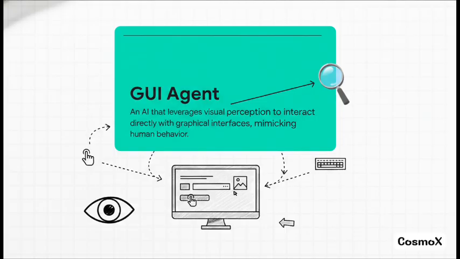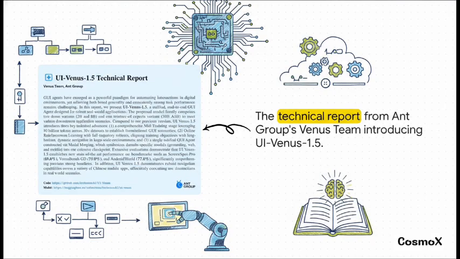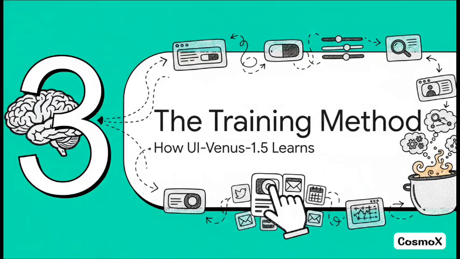In the world of AI, they call this grounding. Basically, its understanding is grounded in what it can physically see on the screen. And all this info, by the way, comes directly from the technical report published by Ant Group's Venus team. This is the paper where they introduce UI Venus 1.5 and break down exactly how they built this incredibly powerful new agent.